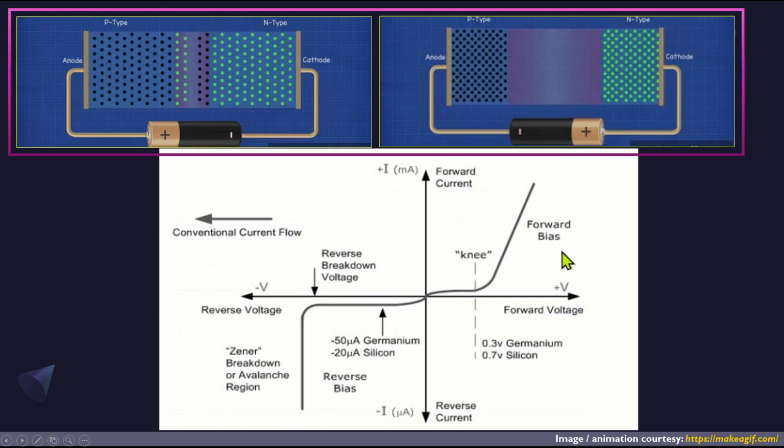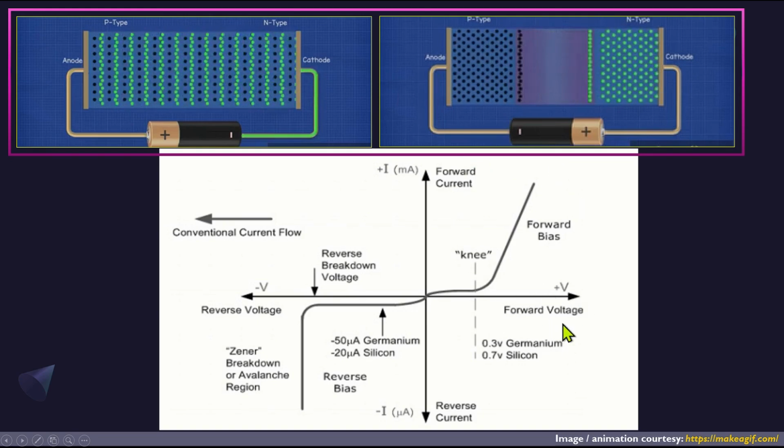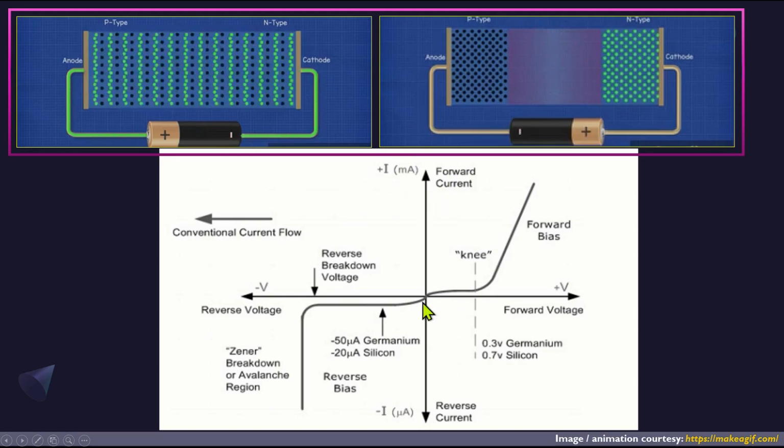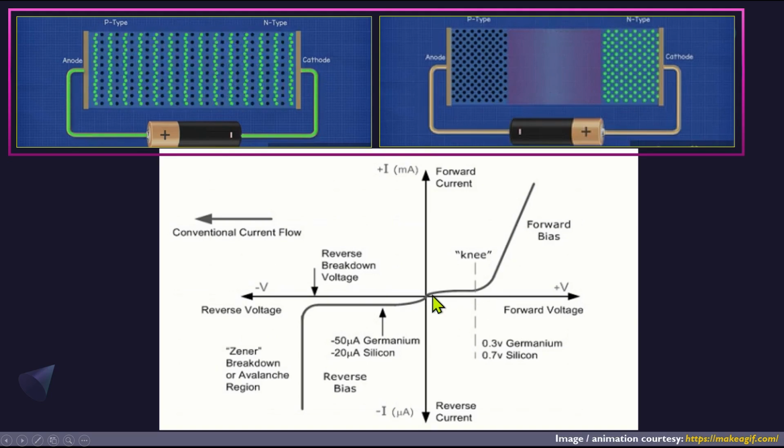So this is the forward bias characteristics. As you can see here, this is the forward voltage, this is the forward current. So this is the representation of the characteristics of the diode in forward bias.